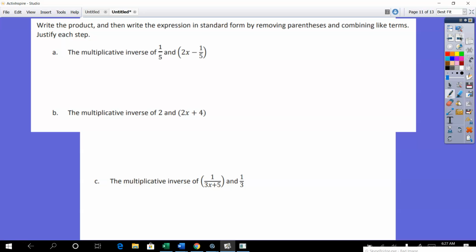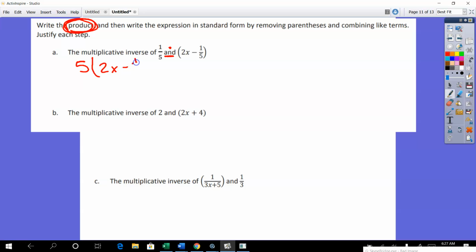Okay. Write the product and then write the expression in standard form by removing the parentheses and combining like terms. So the multiplicative inverse of 1/5 is 5. It said write the product, so "and" is now going to mean to multiply instead of to add.